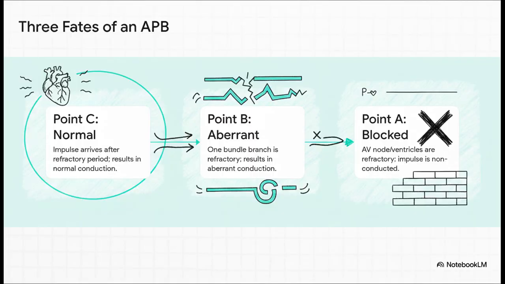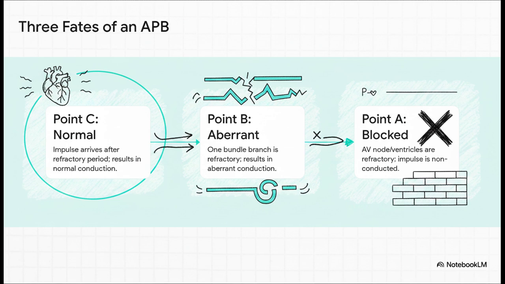So based on that timing, there are only three possible outcomes for our premature beat. First, if the impulse arrives relatively late in the cycle, at point C, the entire conduction system has had time to fully repolarize. It's ready. The impulse conducts normally, and you get a narrow QRS complex that just looks early. Now, if it arrives a bit earlier, at point B, things get interesting. One of the bundle branches has recovered, but the other one is still refractory. So the impulse travels down the recovered one and then has to spread slowly, cell to cell, to the other ventricle. This creates a wide, bizarre-looking QRS. We call this aberrant conduction.